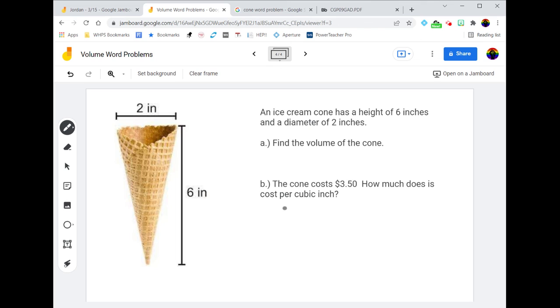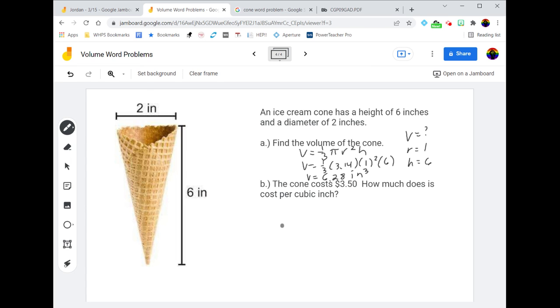All right, let's answer these questions about an ice cream cone. First, let's find the volume. We use the formula 1/3 pi r squared h. We don't know the volume. We know the radius is 1 and the height is 6. So it's 1/3 times 3.14 times 1 squared times the height, which is 6. Plugging that into my calculator gives me that the total volume is 6.28 inches cubed.